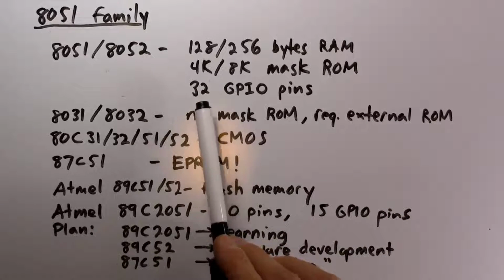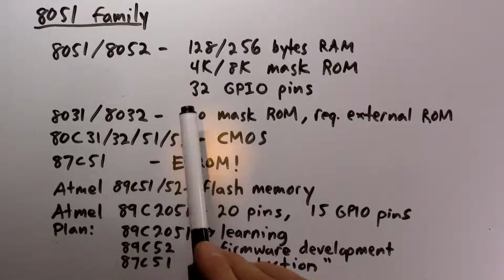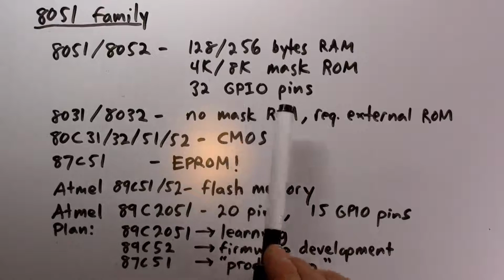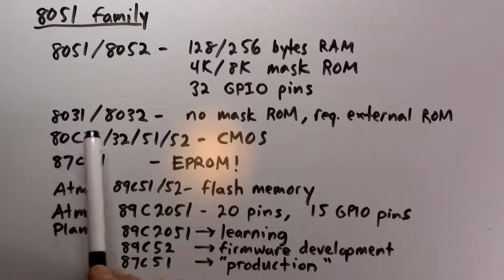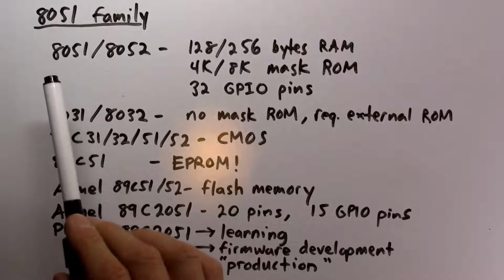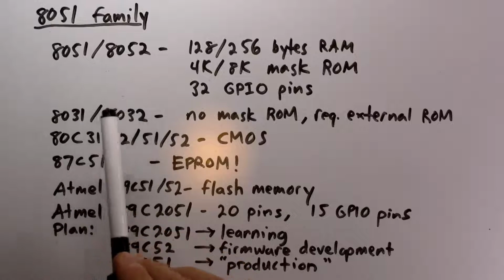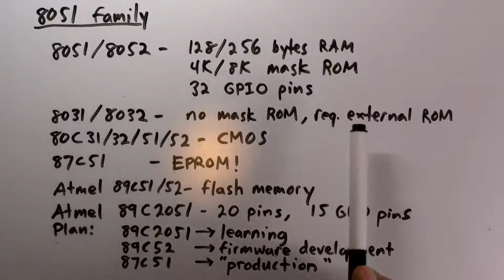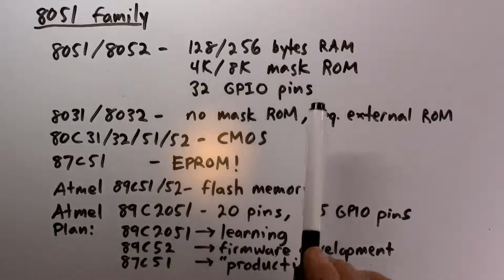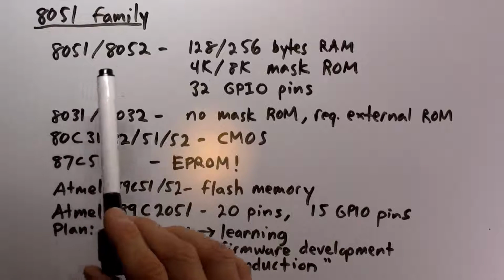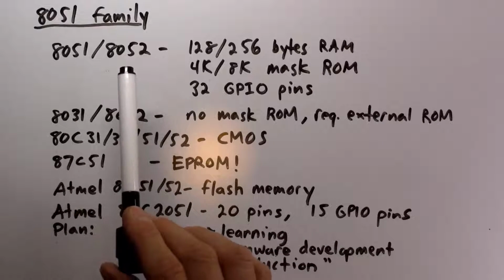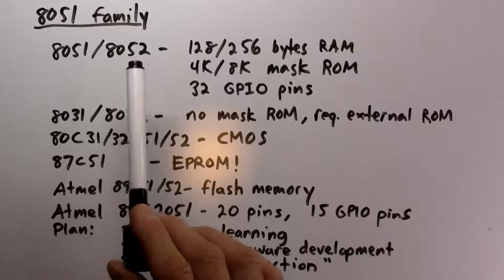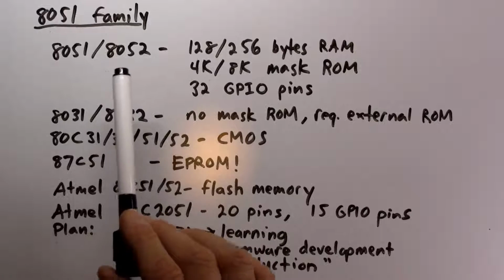The nice thing about these parts is that there are a total of 32 GPIO pins, which is quite a bit. You can do a lot of control and sensing using 32 pins. The 8031 and 8032 are essentially variations of the 8051 and 8052 where there is no mask ROM, so in order to run code on these devices, you need an external ROM. One thing to note is that you can use 8051 and 8052 devices with an external ROM. There's a pin that you can use to disable the internal mask ROM and then treat them as 8031 and 8032 devices.